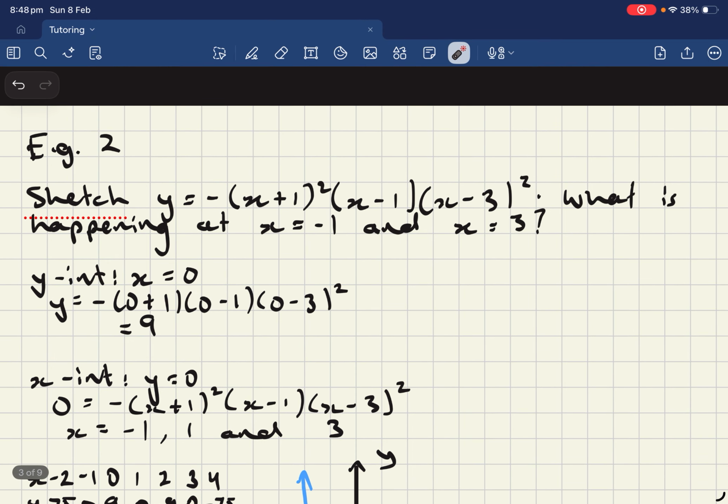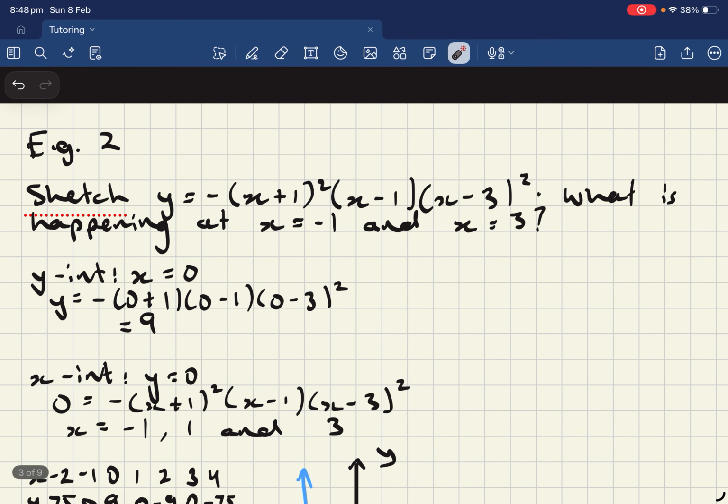But that brings us to the end of the video. This is how we can sketch our polynomials when they're factored into linear factors.